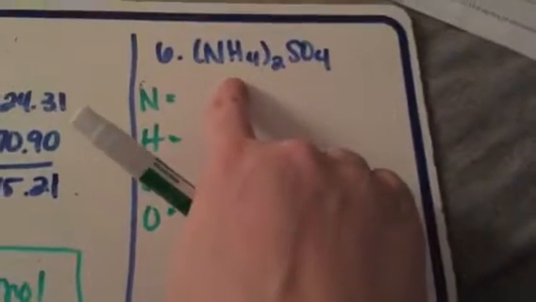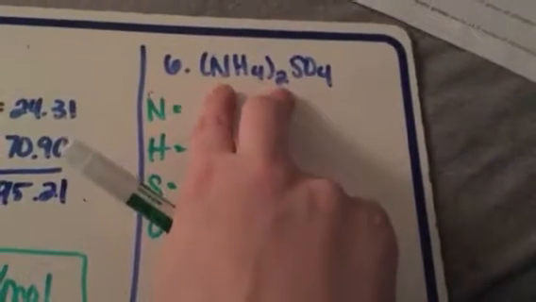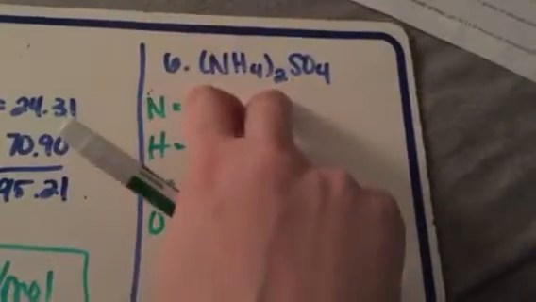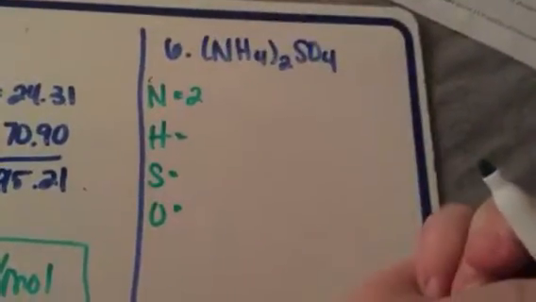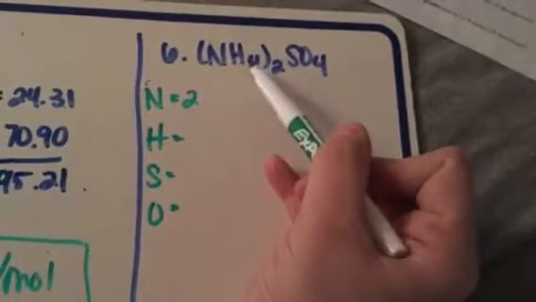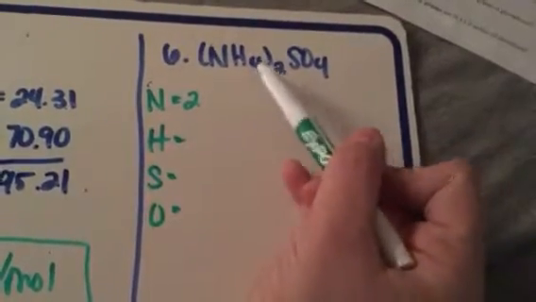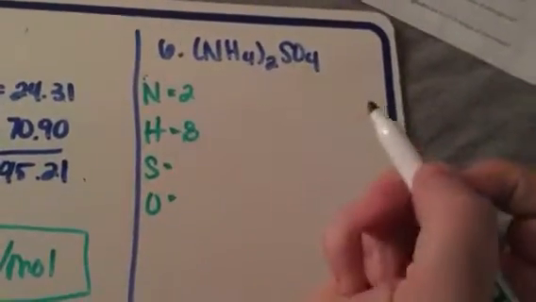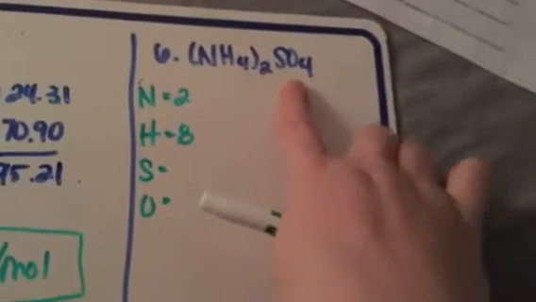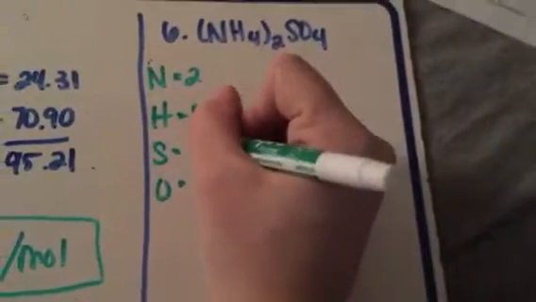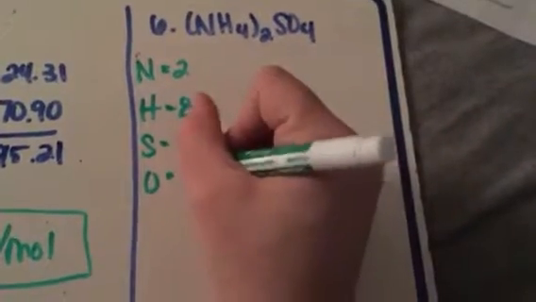Well, in 1 NH4, I only have 1 N, but since I have 2 ammonium atoms, I need to say 1 times 2, and that tells me I have 2 nitrogens. We'll do the same thing for H. So in one of the ammonium atoms, I have 4 H's. But since I have 2 of those atoms present, I'm going to say 2 times 4 and say that there's 8. Now there's no coefficients or subscripts out here to multiply against the S and the O, so we'll just list them as we see them. S has no subscript, so there's only one of those. And O has a subscript of 4, so there's 4 oxygen present.